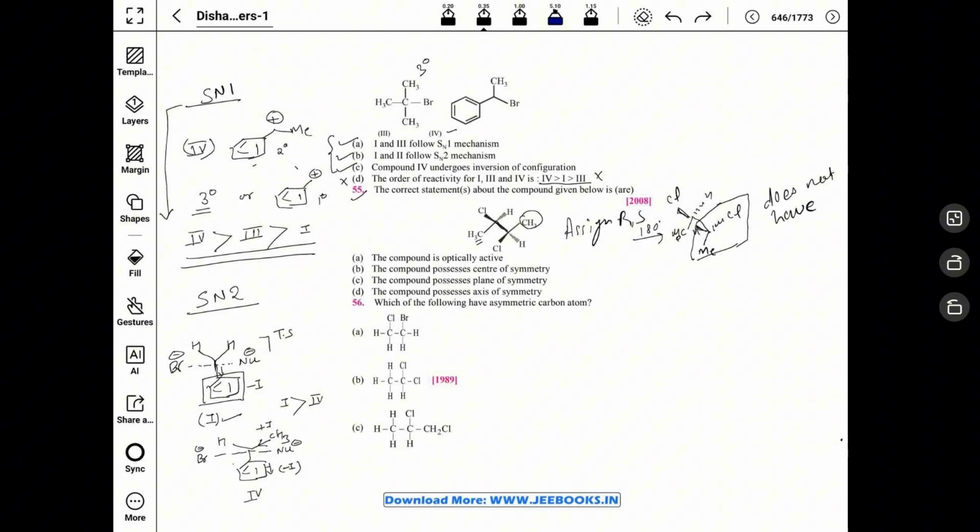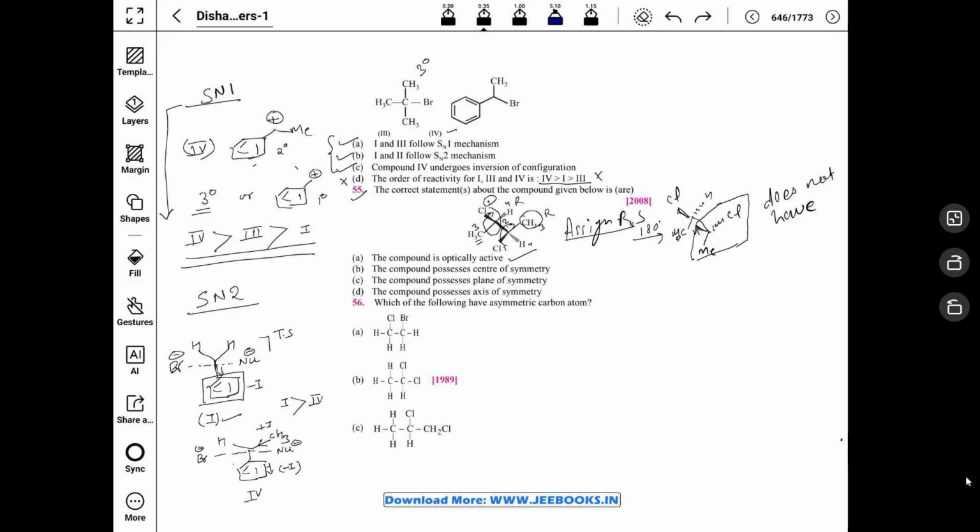The other way is to check by R/S nomenclature. First priority goes to this chloro, second to this, third is methyl, and fourth is hydrogen. So 1, 2, 3, and the least priority hydrogen is far away from us, so this is R configuration. And this one, 1, 2, 3, 4, is also R, so it has RR configuration, and hence we can say that it doesn't have a plane of symmetry. Therefore this compound is optically active.